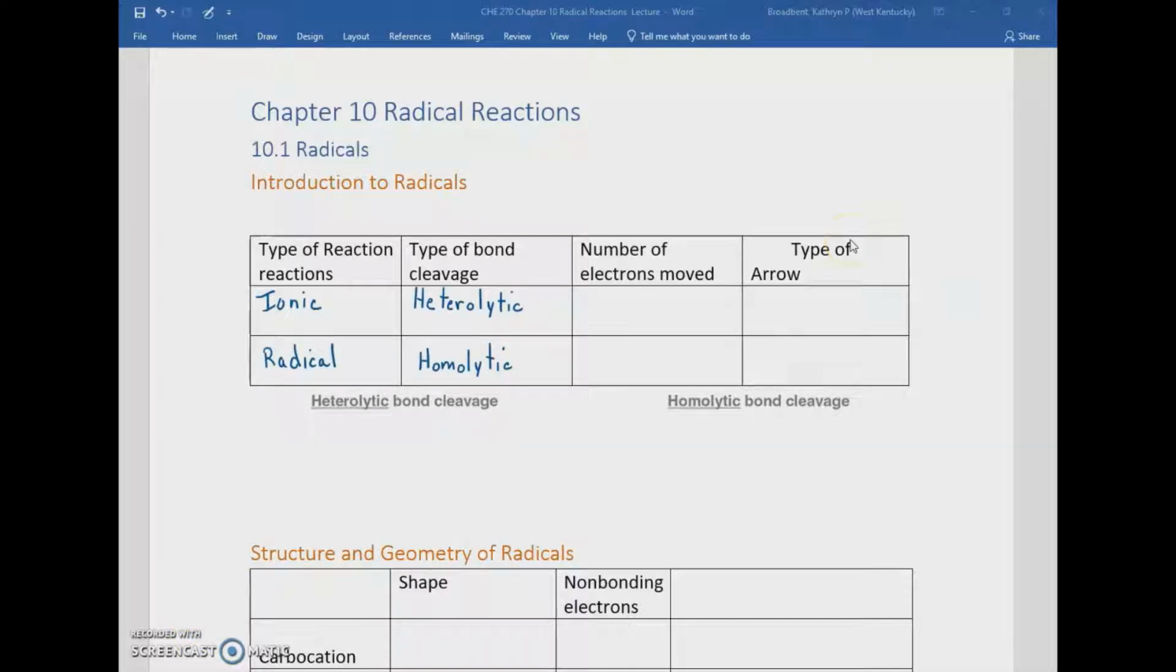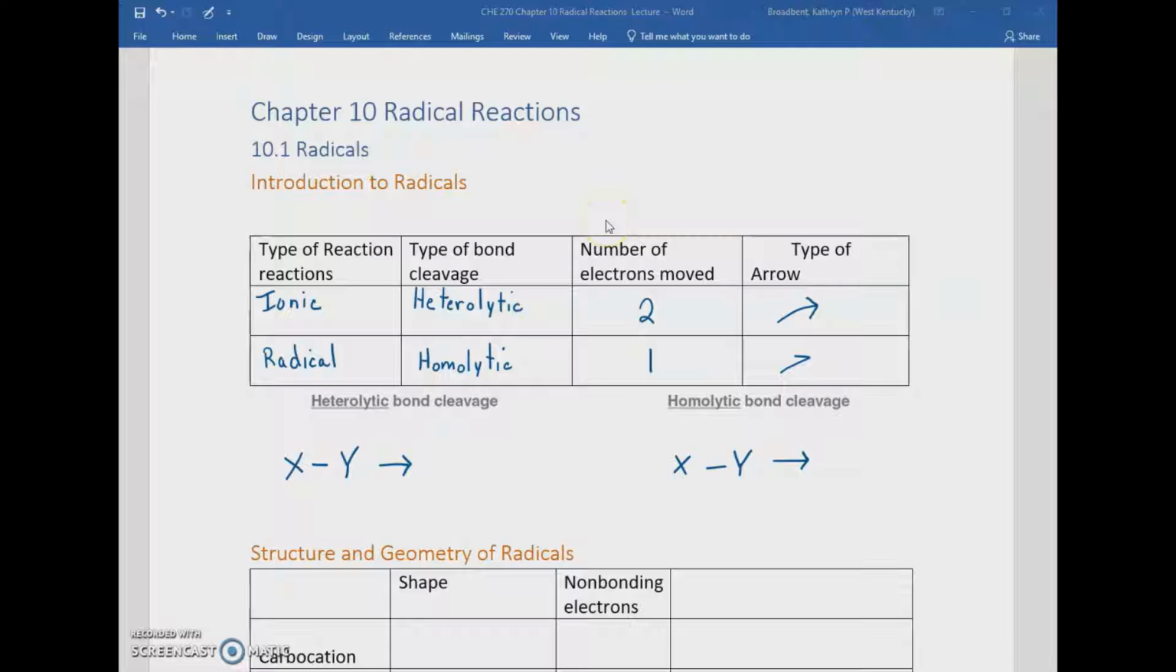In ionic reactions, the ones you're used to, we have heterolytic bond cleavage. We move two electrons, and when we show this on diagrams, we do a two-headed arrow, double barbed. Radical reactions have homolytic cleavage. Only one electron is moved, and to show that there's only one electron, we have a fishhook arrow.